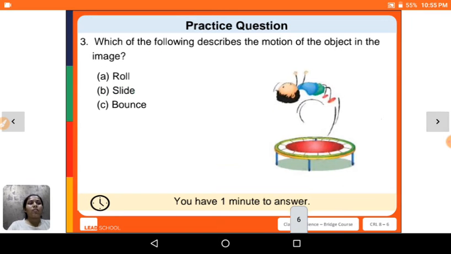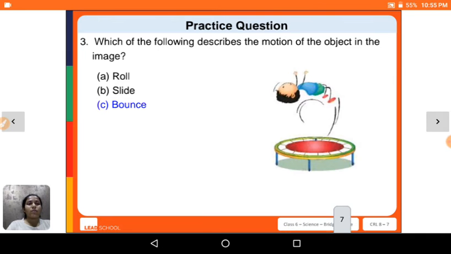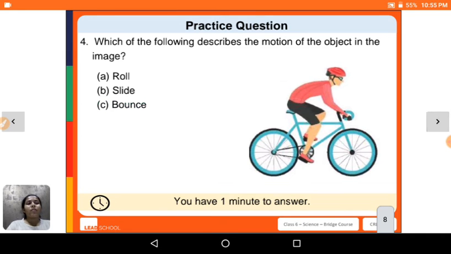Which of the following describes the motion of an object in an image? Here we see a boy jumping and bouncing upward. So what does this mean? This is bouncing, bounce.